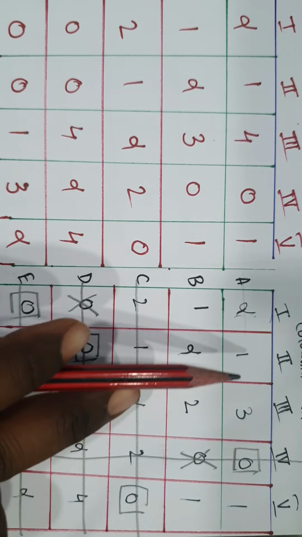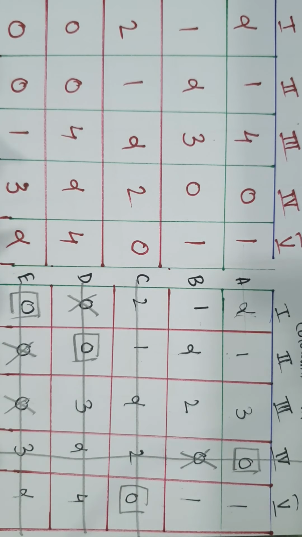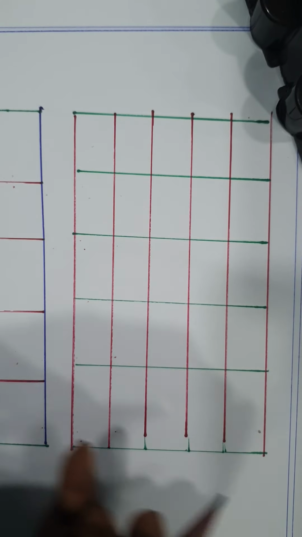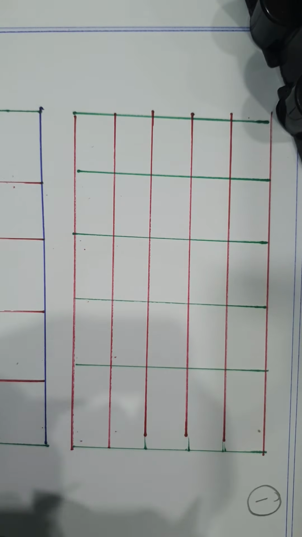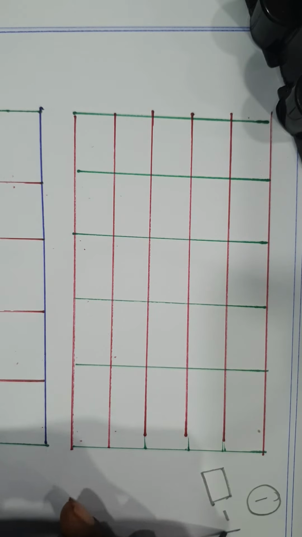As you can see, 3, 1, 3, 1, 1, 2, 1. So here the least value is 1. You have to select the least value, and the least value is 1. So what you have to do is, wherever you find a box like this, subtract 1.